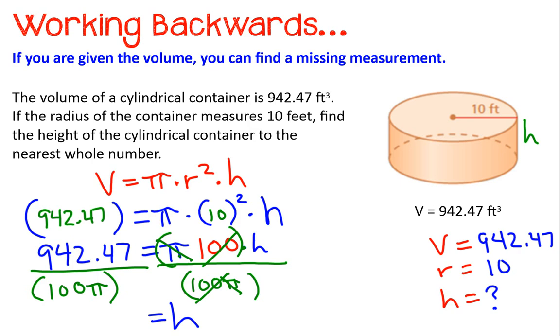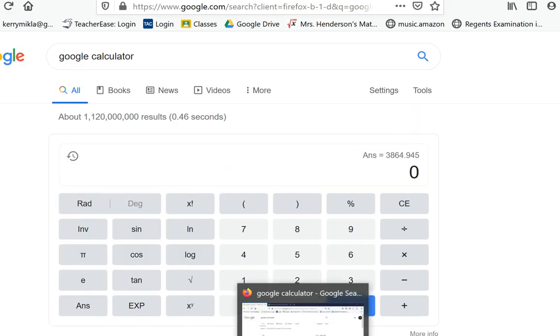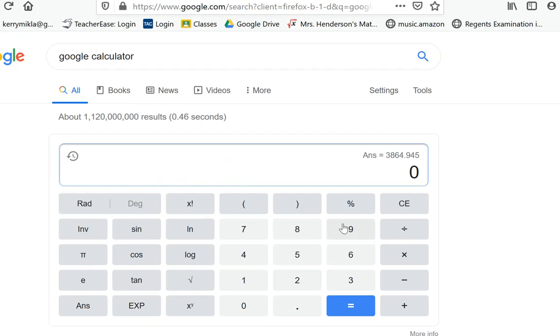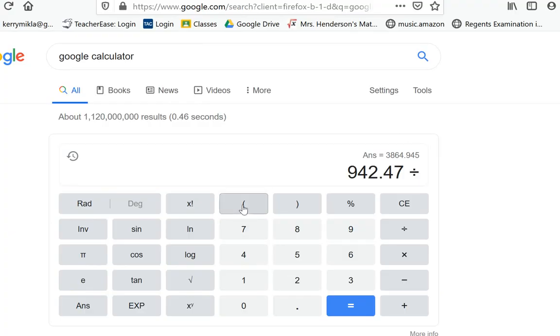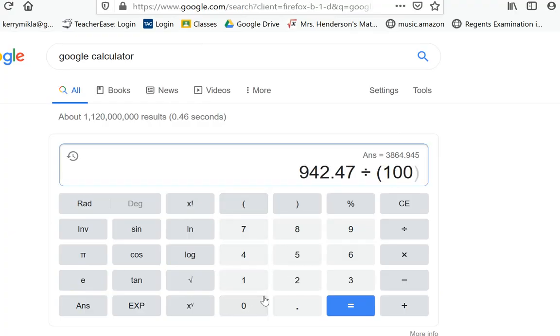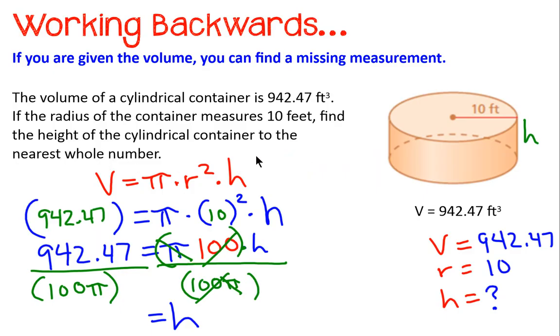So I'm going to type 942.47. All of that. That's my whole numerator. And I'm going to divide it by an actual quantity. See these parentheses here? That means it's more than one thing, right? So I have a quantity here, so I want to make sure that I'm typing that in my calculator. 100 times pi. So my answer is 2.999999, and it says round to the nearest whole number, so I'm going with my height is 3 feet.